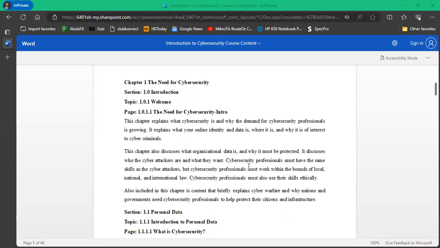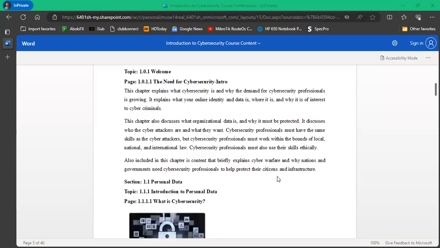Cybersecurity professionals must have the same skills as the cyber attackers. But cybersecurity professionals must work within the bounds of local, national, and international law. So cybersecurity professionals must also use their skills ethically. Also included in this chapter is content that briefly explains cyber warfare and why nations and governments need cybersecurity professionals to help protect their citizens and infrastructure.